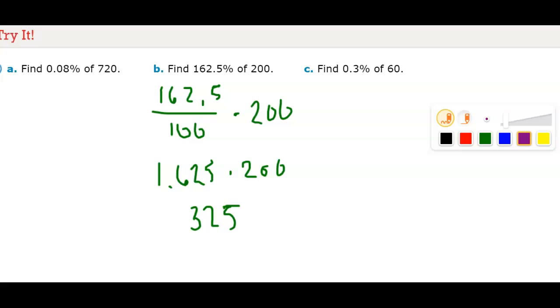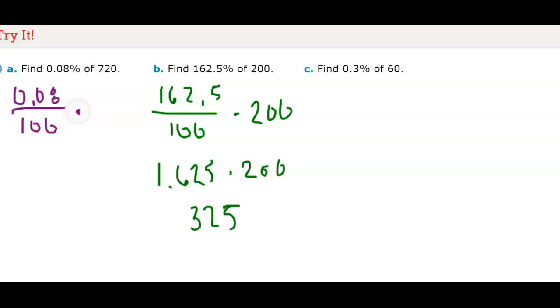A is 0.08%. So that's 8/100ths% of 720. I want that number to be represented out of 100. So I'm going to put that number 0.08 over 100 times 720. So I'm going to take that 0.08, divide that by the 100 because I want it to be a number represented out of 100%. And I'm using a calculator and I get 0.0008. That's what we get once we divide it, and you multiply that by 720.